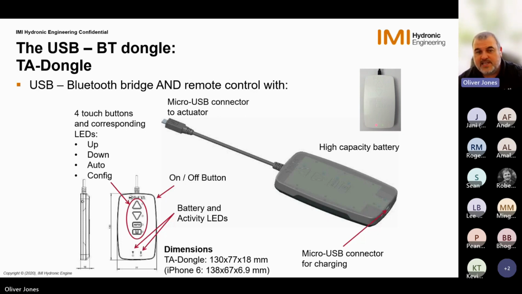We also have 2 indicators. So we have a battery indicator. So this will go red or green, depending on how well the battery is performing. And we also have the activity. So if you are physically connected to that TA dongle, no one else can connect to it, but you can see that you're connecting to it, as the LED will go solid green.